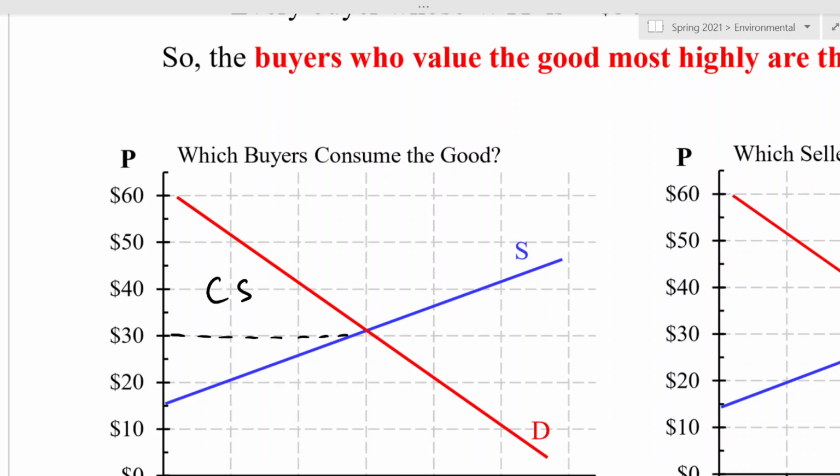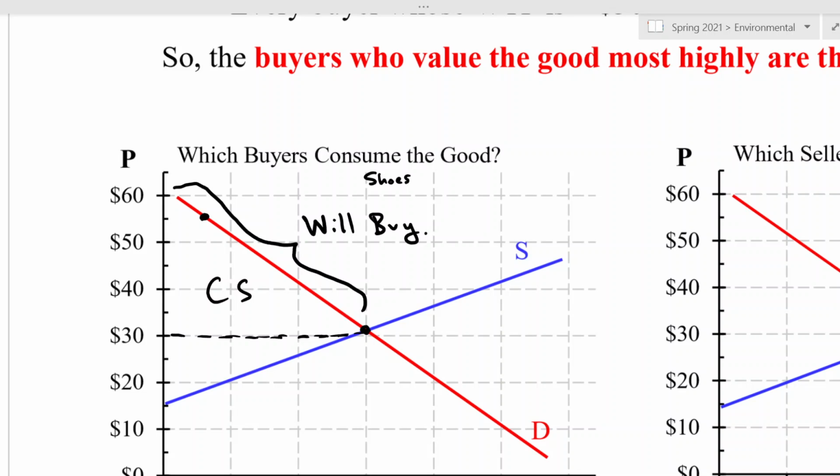Now, this is our consumer surplus here. At a price of $30, remember, the demand curve is made up of all these marginal buyers. These people are going to buy the good. And remember, the demand curve represents their willingness to pay. There's some marginal buyer at $55 who's willing to be in the market at that price, because he places a high value on the pair of shoes, so if the price is $30, he's going to buy it.